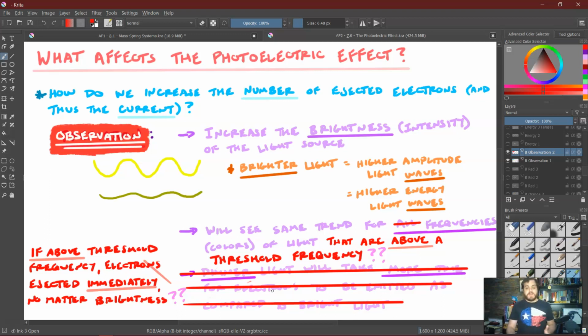And in fact, this is one other point that we had wrong. The brightness or the dimness didn't really matter. If it was dim, they pretty much ejected electrons immediately. If it was bright, pretty much ejected electrons immediately, unless we were beneath that threshold frequency. If we were beneath that frequency, it didn't matter how bright we made it, didn't matter how long we waited, no electrons were ejected at all. And this goes counter to what we were expecting.